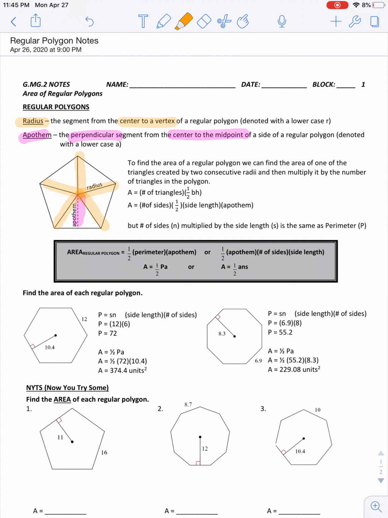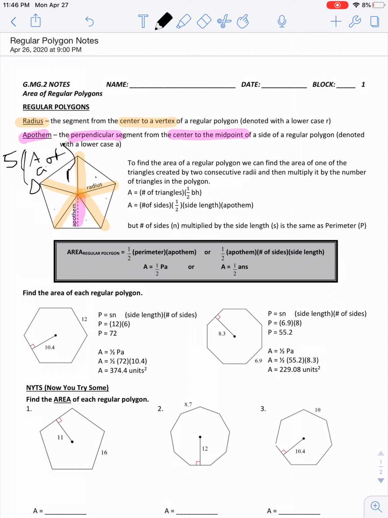All right, the apothem is the one that basically splits it in half. So what we're going to try to do to find the area of these is find the area of one triangle, and then there's 1, 2, 3, 4, 5 triangles, so we're going to take 5 times the area of a triangle, because there's 5 triangles.